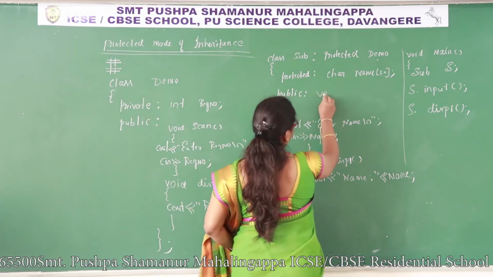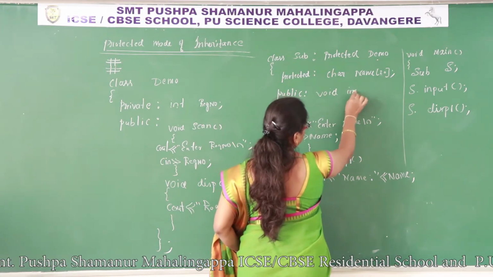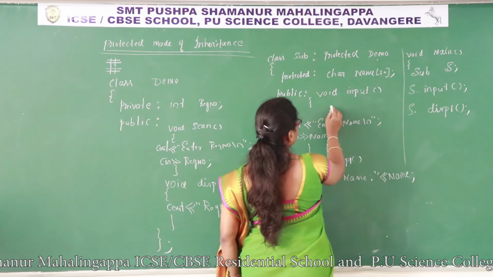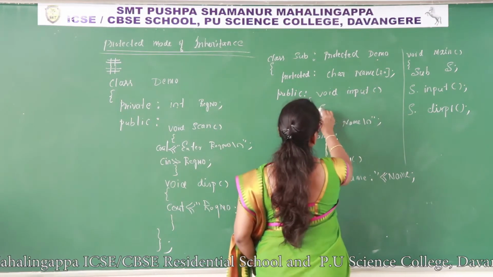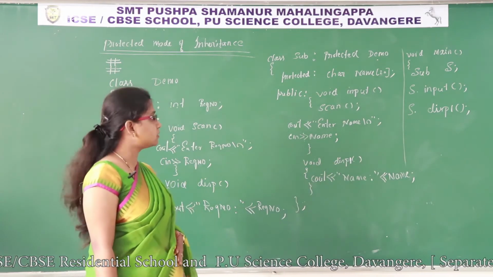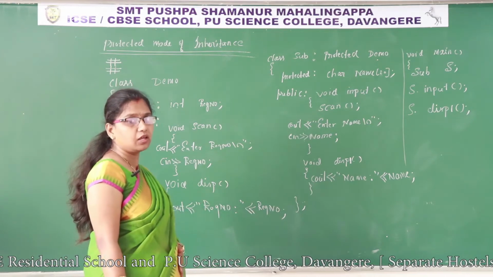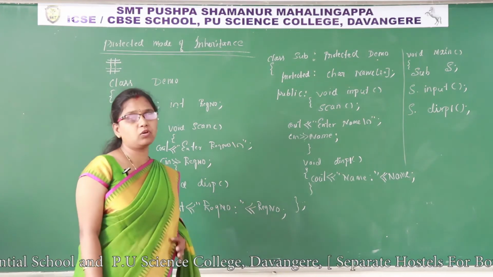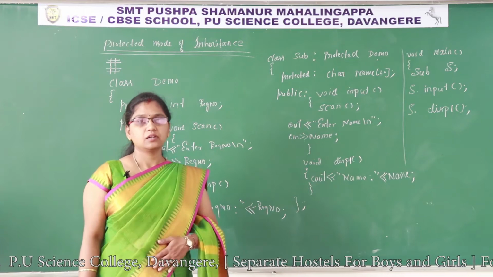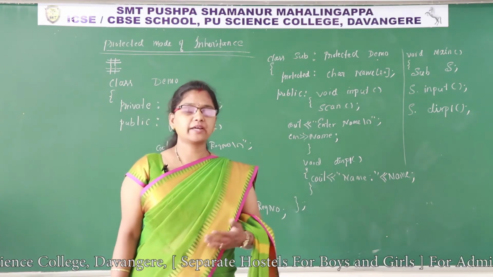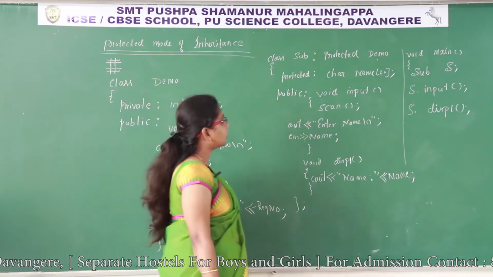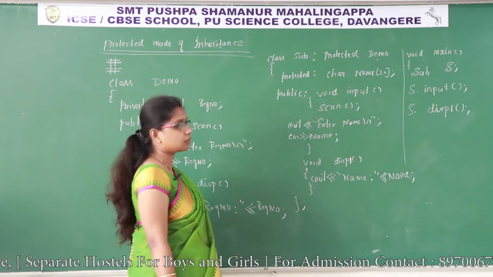I can write like this: void input, open close, open flower bracket. Okay, scan function. I should not use any object and dot operator. Scan, open close parenthesis. A member function can access its data or another member function without using object and dot operator. You have already learned this rule in the classes and objects chapter, rules for writing member functions outside the class, isn't it? There one member function can access another member function of that class without using object and dot operator. Here input is a member function of the subclass.